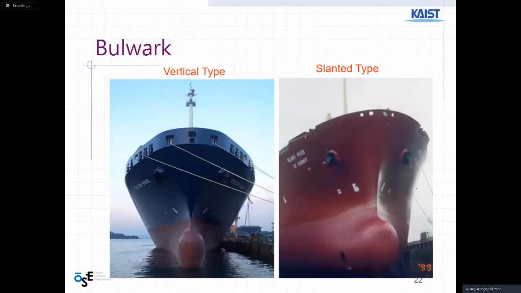Long time ago, Roman ships had this one, but that was for attacking, puncturing the wooden ship at the side. That is not for wave reduction, but modern ships use it for this purpose.